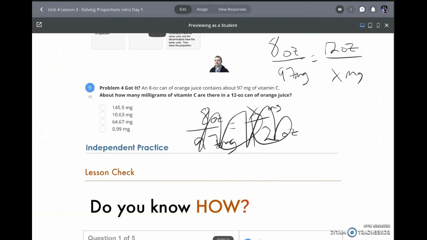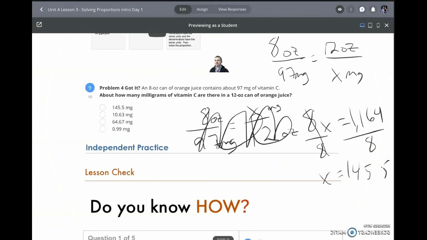Okay? Now, there's a couple ways to solve this. We could definitely do cross products, which would give us an 8x equals, what's 97 times 12? 1,164. Okay? But I'll let you know, this is probably not the way I would solve it. Here's why. I know that 8 times 1.5 is 12, so I probably would just multiply by 1.5 there.